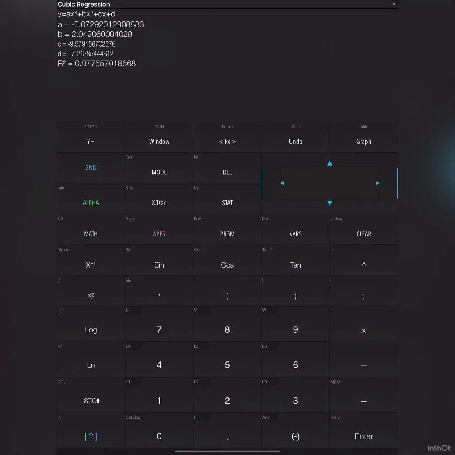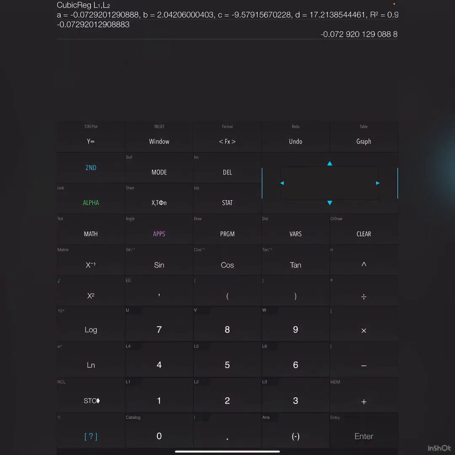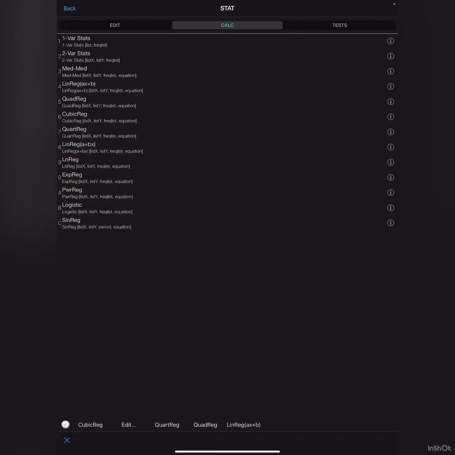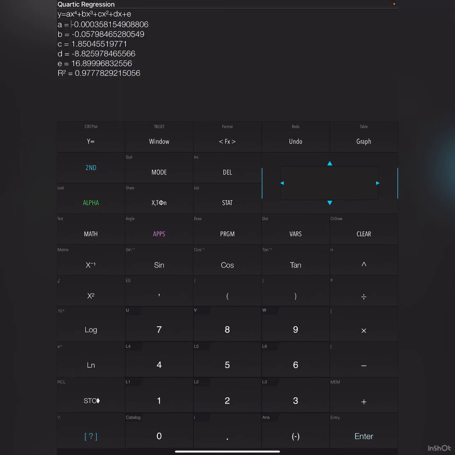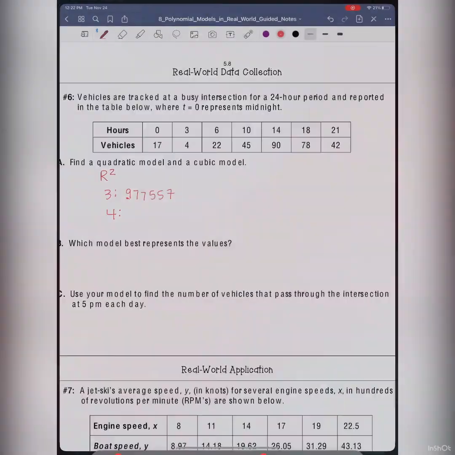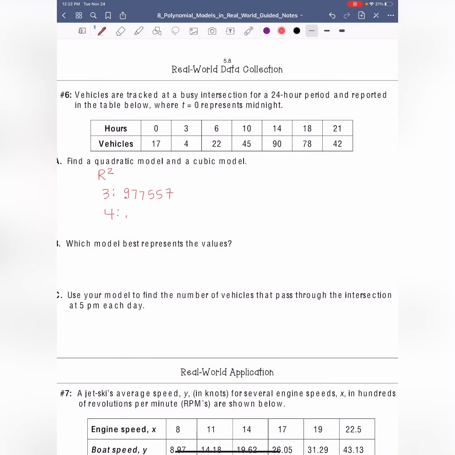Now we're going to run it for the quartic. We're going to do stat, quartic regression. Again, we want list 1, list 2, calculate. This r squared is 0.9778, so that one is a little bit stronger. So we have 0.97778. Okay, so that's going to be our stronger model.